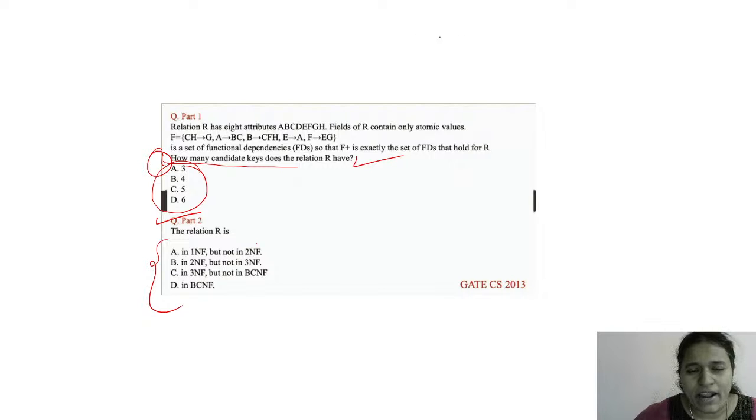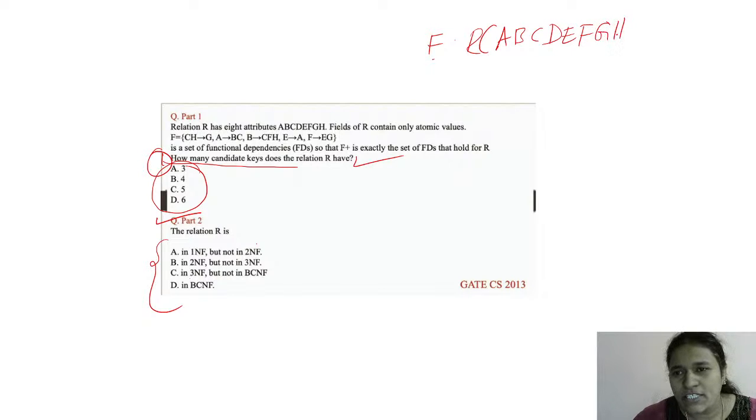First of all, we will write the given functional dependencies of this relation: A, B, C, D, E, F, G, H.